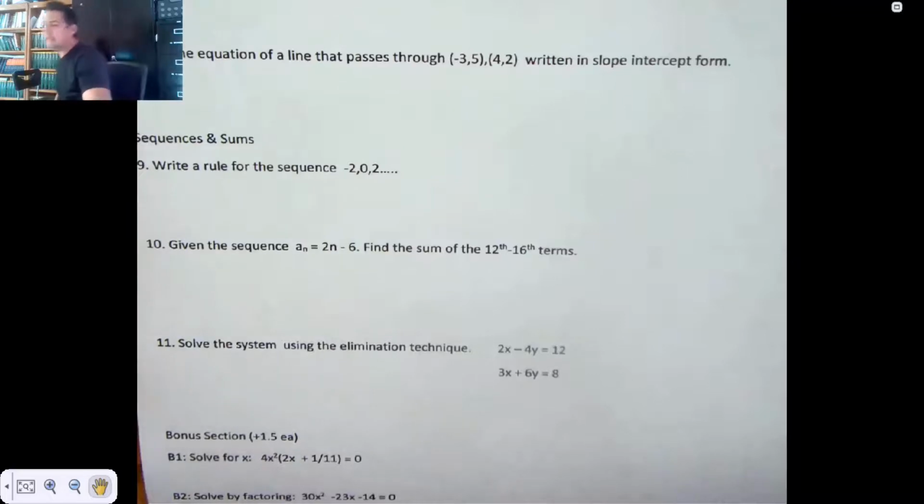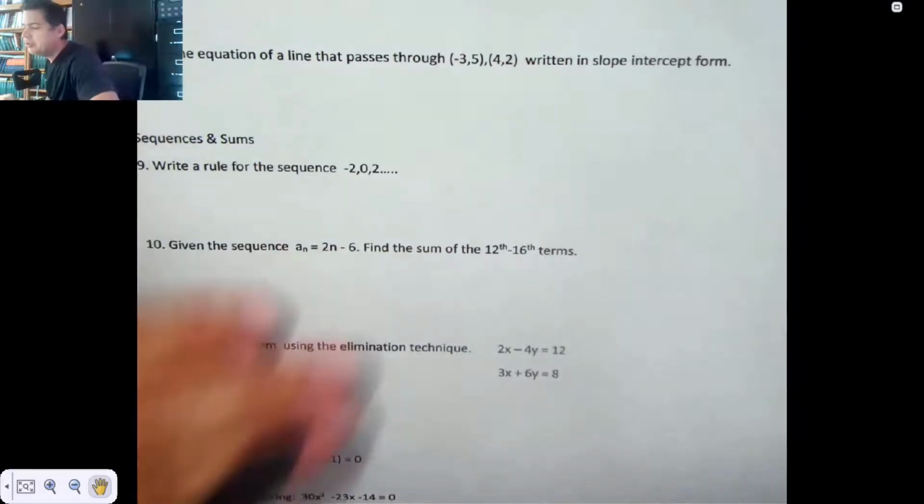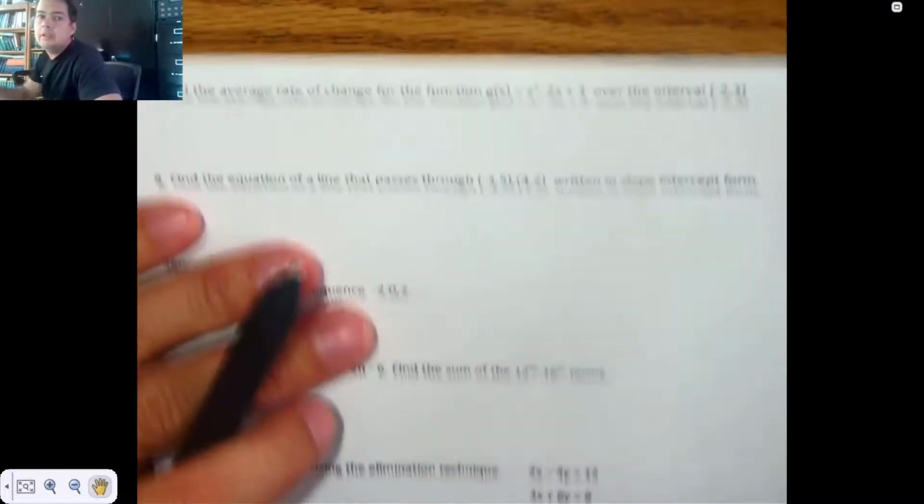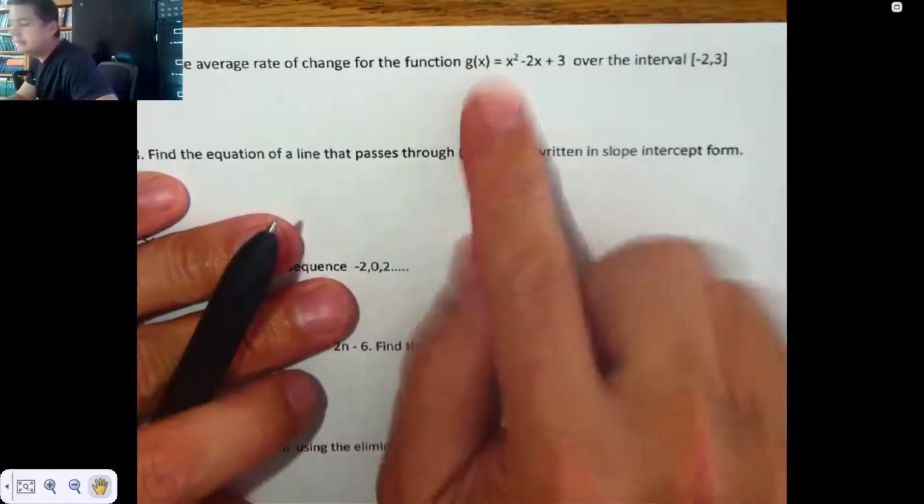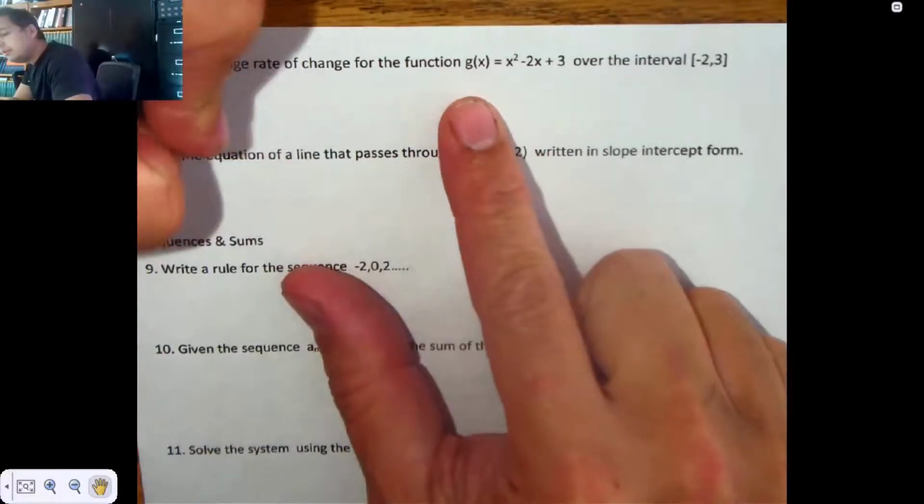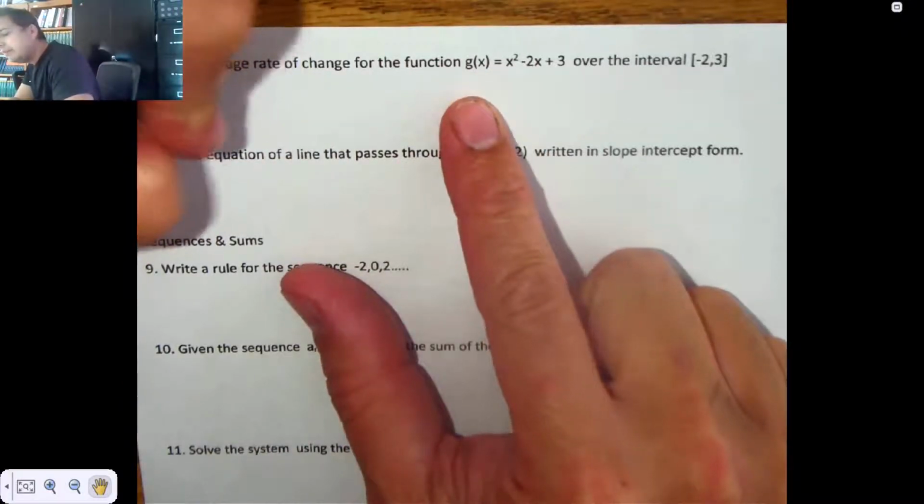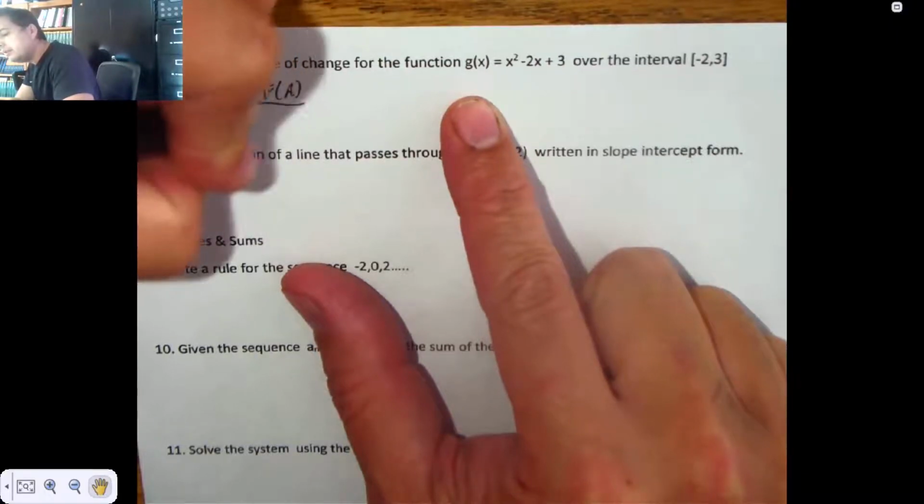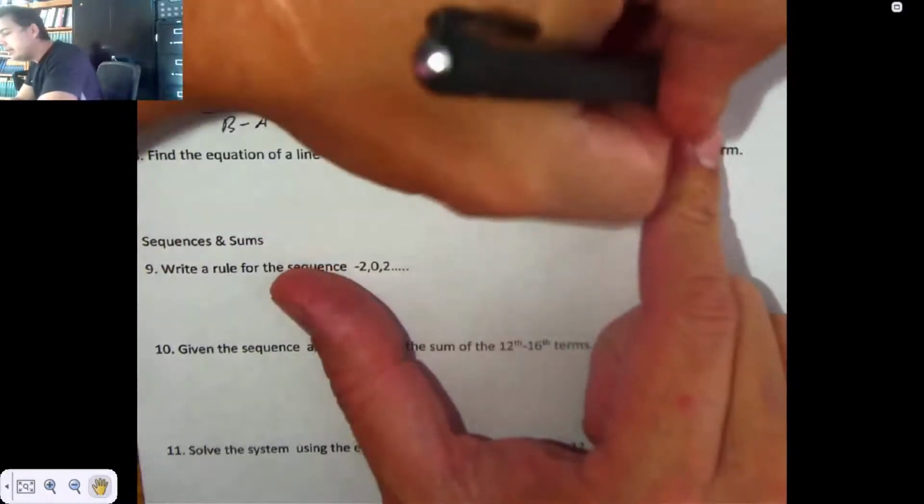All right, on to the backside. Find the average rate of change over the interval -2, 3. So the formula for average rate of change is f of b minus f of a over b minus a. This is a, this is b.